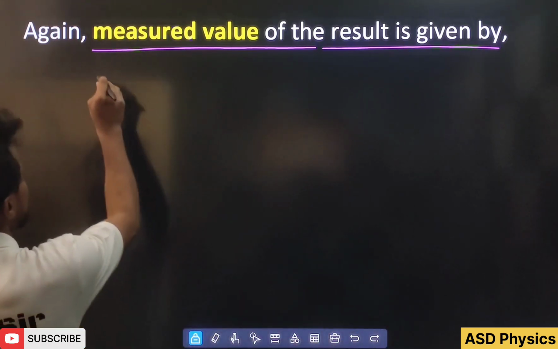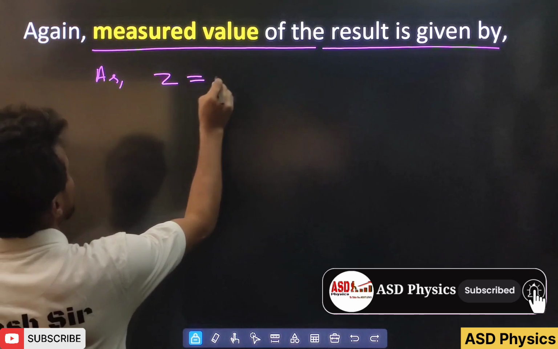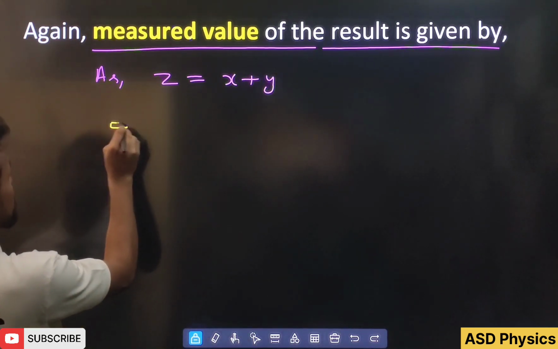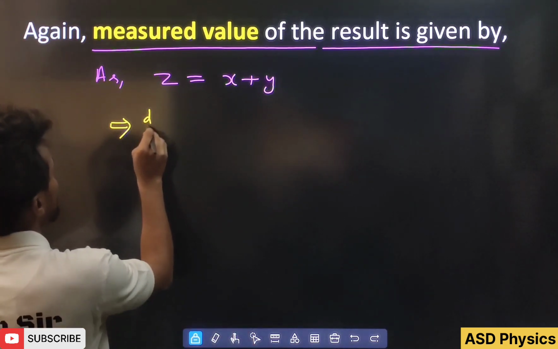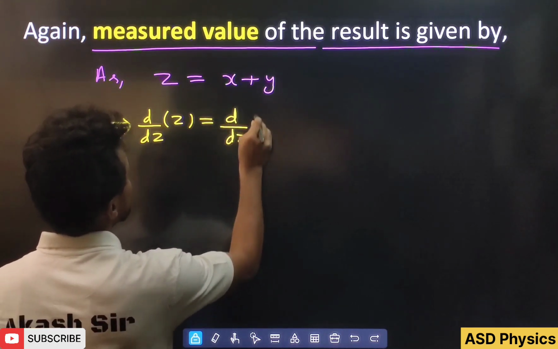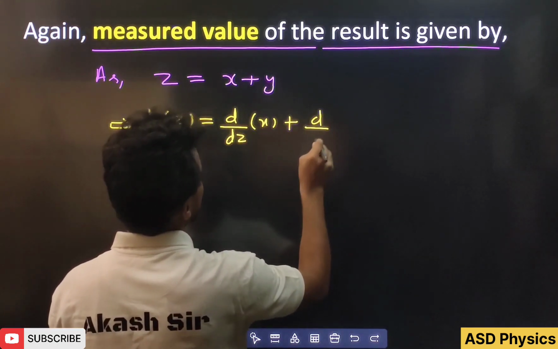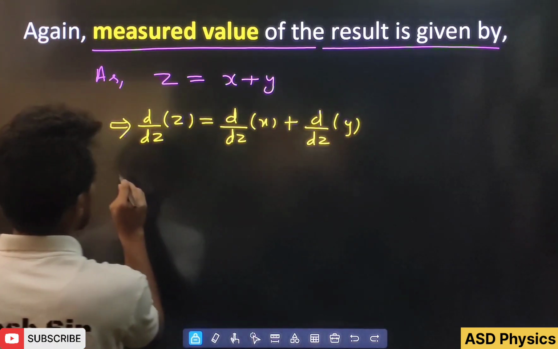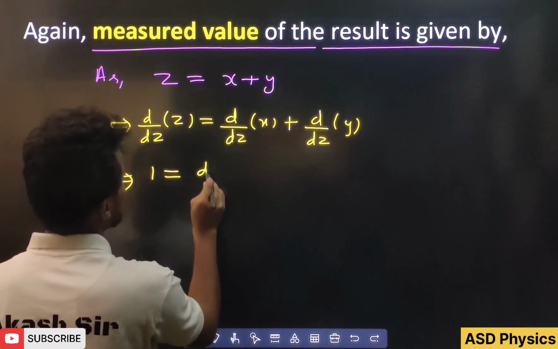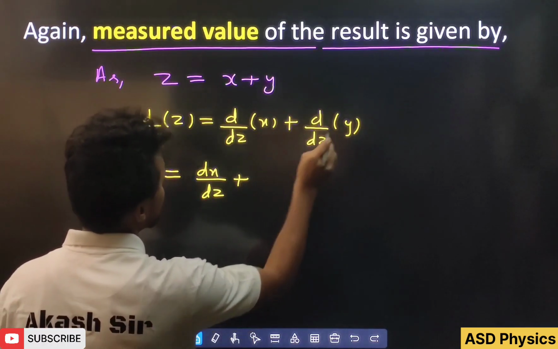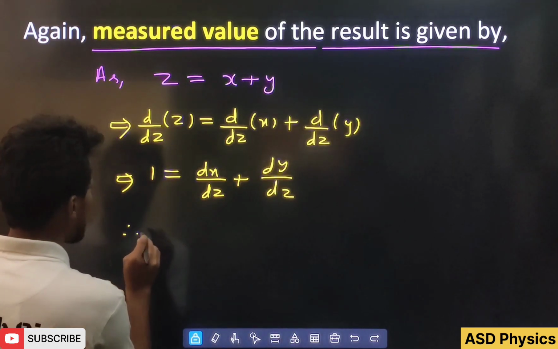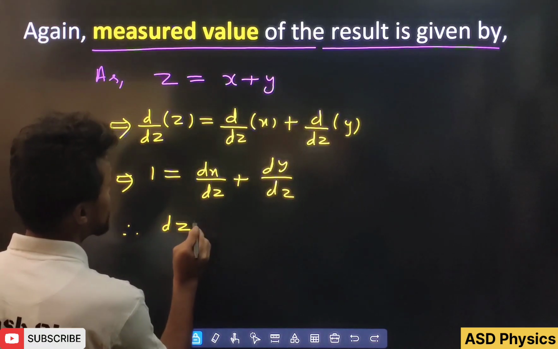Okay, so see here students, as we know z equal to x plus y. Here, first we are going to calculate the error. So what I am going to do is differentiate both sides with respect to z. Okay, so d by dz of z equals d by dz of x plus d by dz of y. So d by dz of z will be 1, and here we can write dx by dz, and here I can write dy by dz.